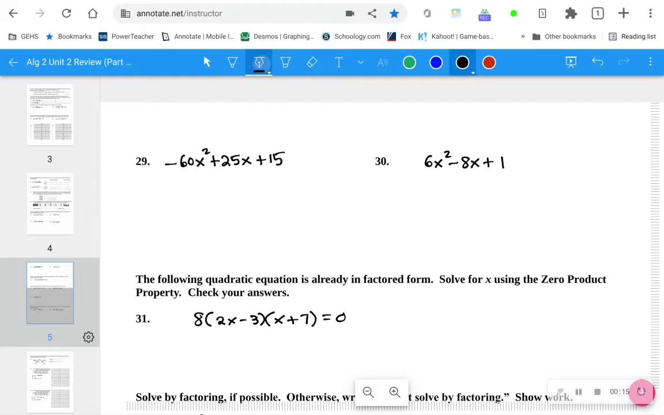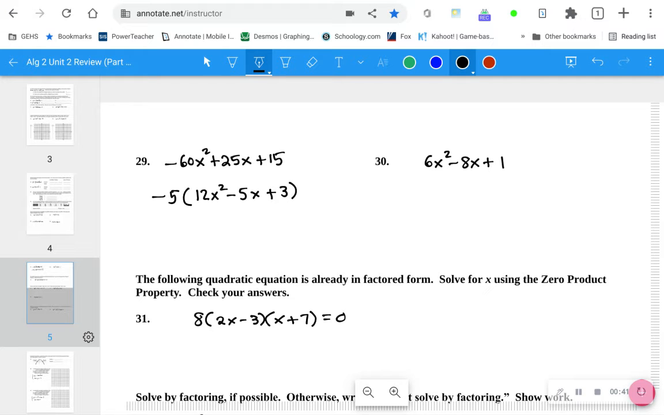What we're supposed to do in this first one here is to factor it, and you'll see that there's a common factor here of 5. That's the greatest common factor, but because of the negative up front, we pull out the negative version of that GCF, so negative 5. Dividing all these by negative 5 gives 12x squared minus 5x plus 3.